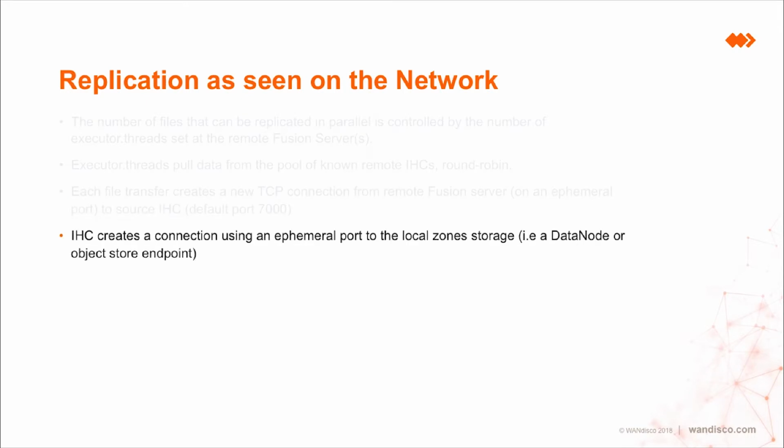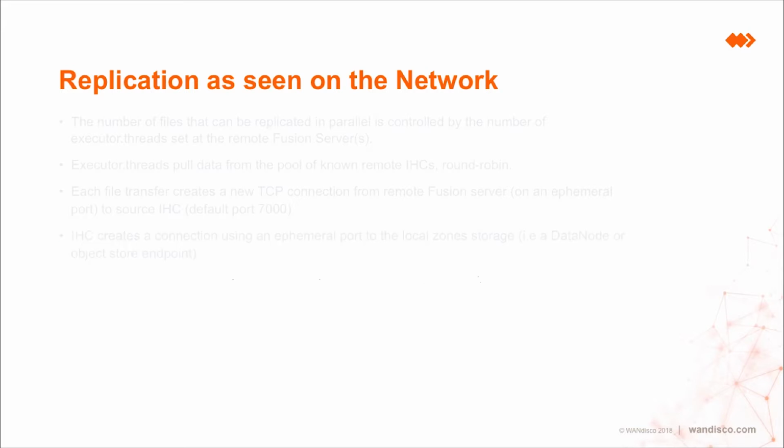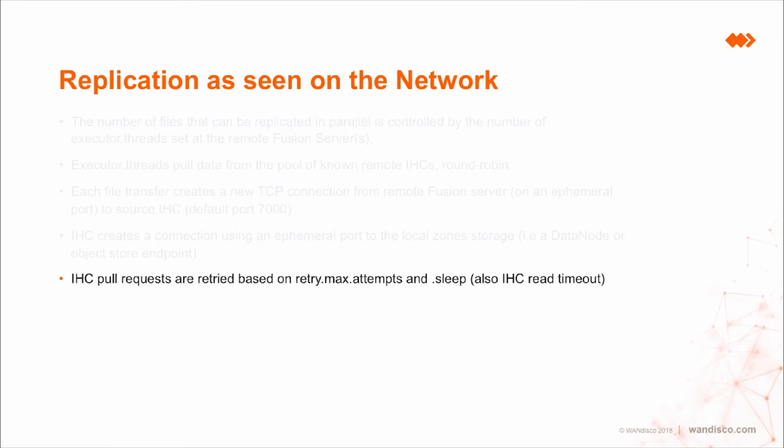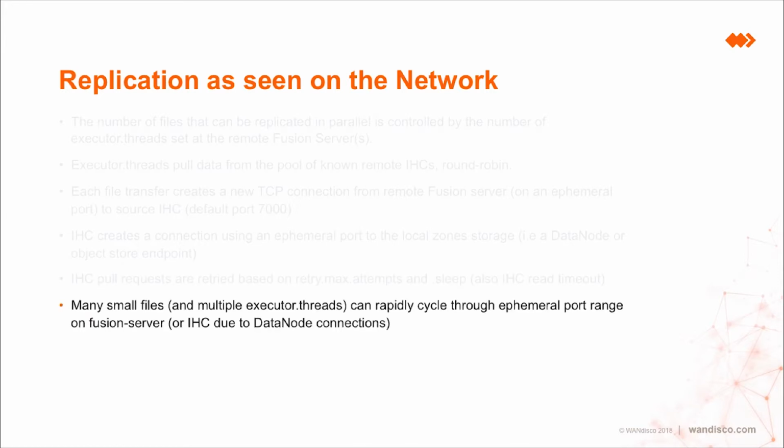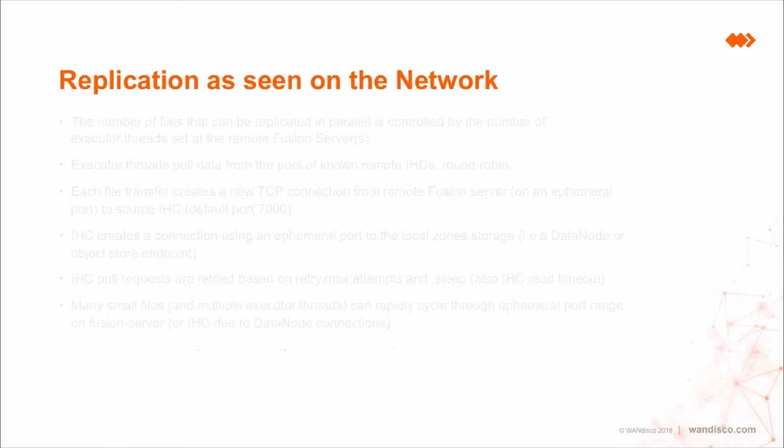The IHC creates a connection using an ephemeral port to the local zone storage, the data node, for example, or the object store endpoint. The IHC pull requests are retried based on the retry max attempts parameter. Many small files can rapidly cycle through the ephemeral port range on a Fusion server, so it must be understood up front what your mix of workload is going to be. For example, thousands and thousands of small files can have an effect on this port range.